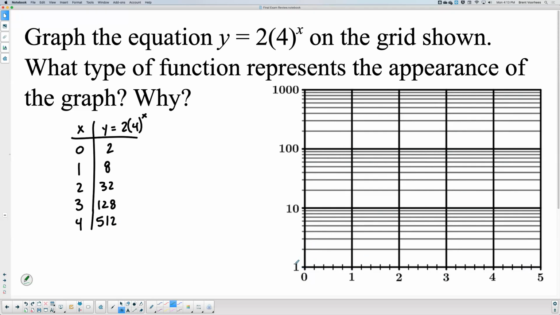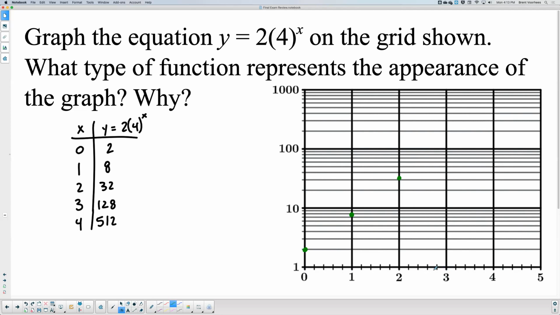So I come over here to plot the points, 0, 2. Here's 0. This is 1. Be careful. This is 2. That would be 3, 4, 5, 6, 7, 8, 9, 10. Okay, so there is 0, 2. So now I go 1, 8. That's right there. 2, 32: 10, 20, 30. It's going to be just slightly above that 30. 4, 512.